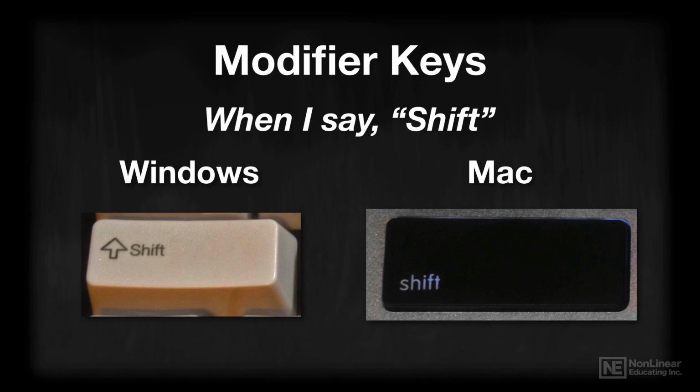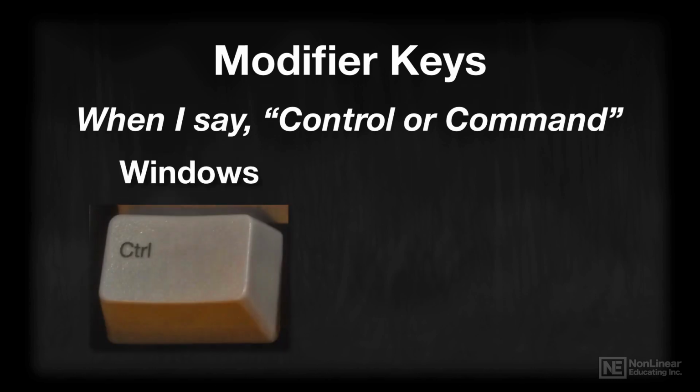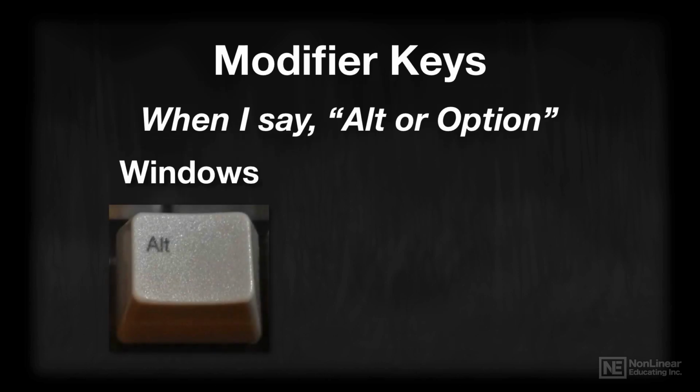However, it gets a little bit dicier after that, because when I say Control or Command, the Windows modifier key first, followed by the Mac modifier key. So in other words, when I say Control or Command, on a Windows machine, you're going to press the Control key. But on a Mac, you're going to hold the Command key. So Control or Command. Similarly, when I say Alt or Option, on a Windows machine, you're going to hold down the Alt key. On a Macintosh, you're going to hold down the Option key.